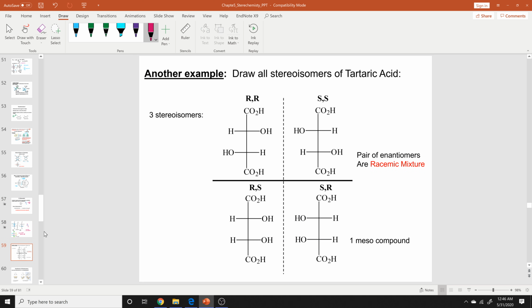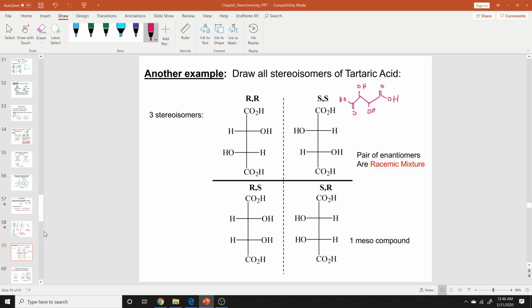Let's have another example. Draw all stereoisomers of tartaric acid. Normally I give you the structure of tartaric acid, and tartaric acid is this. You have your acid here, this is going to be your OH, this is going to be your OH, and this is going to be your acid. So this is what tartaric acid looks like.